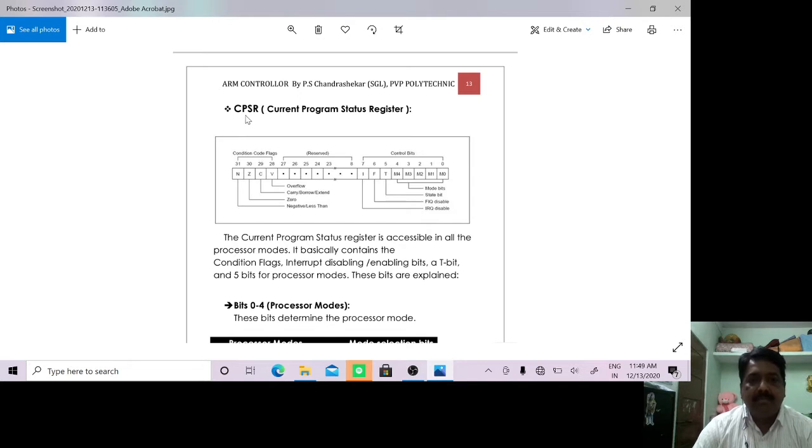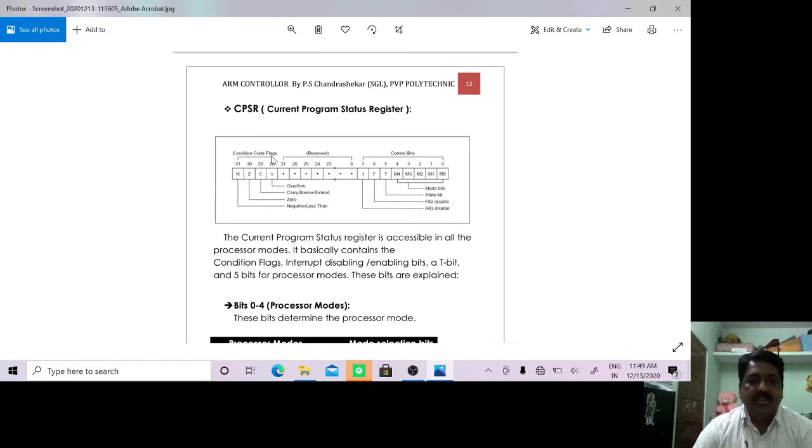What does the current program status register indicate? Current means whichever program is presently being executed; according to the results or outcome of that program, the status register or flag register will reflect different conditions. The entire current program status register is divided into two fields: one is the condition code flag field, and the other is the control bits field.